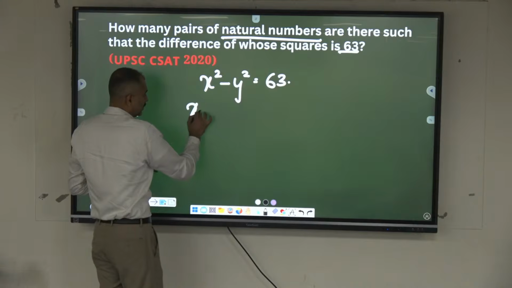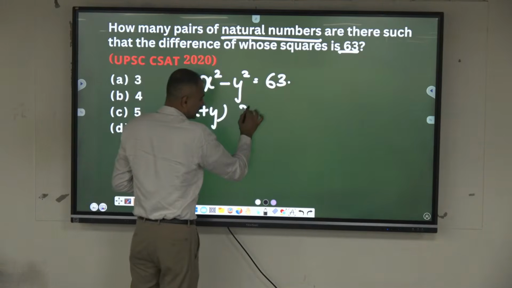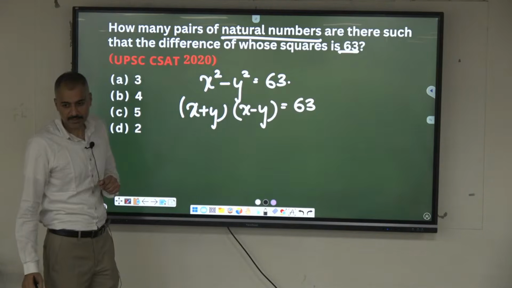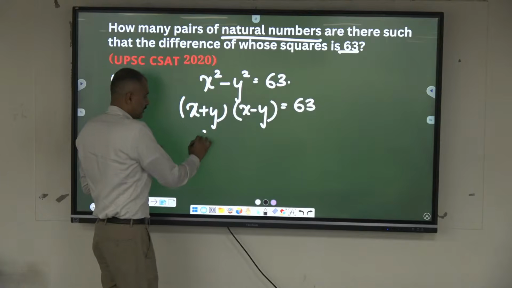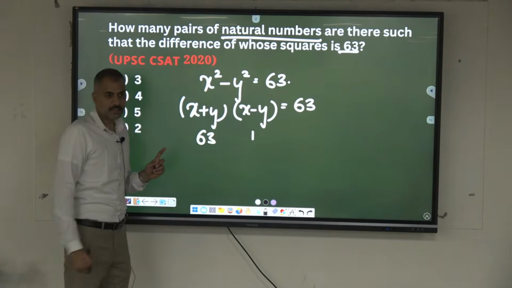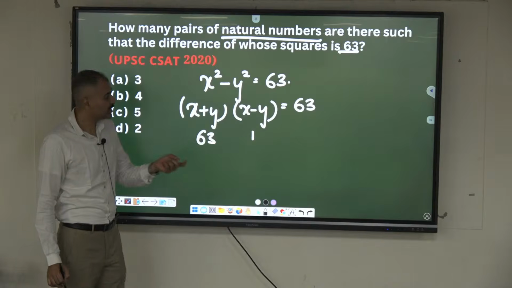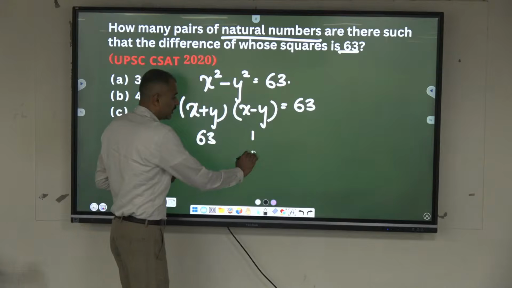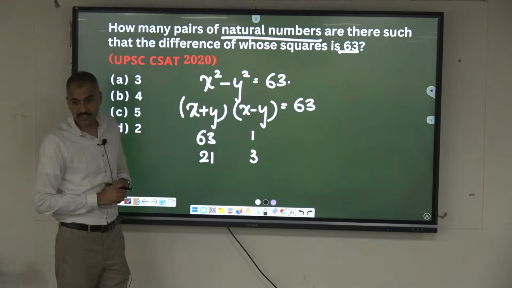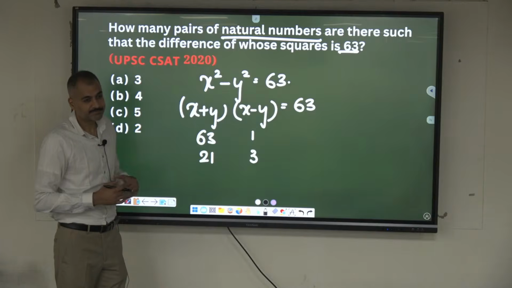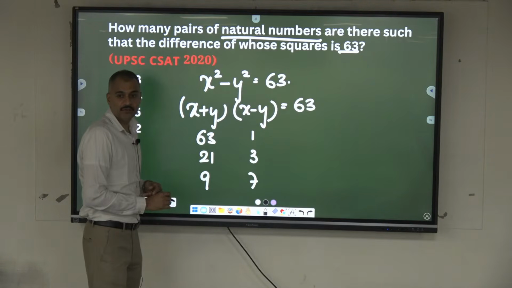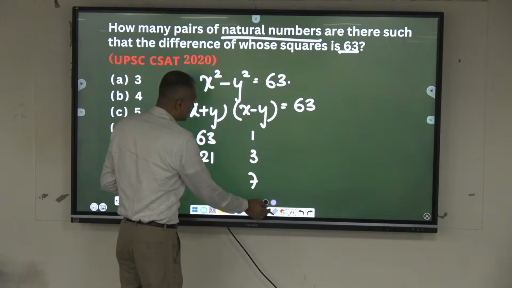Now x square minus y square can be written as (x plus y) into (x minus y), which is equal to 63. It's nothing but the factors of 63. You have done this kind of question in class. Remember, 63 and 1 is possible. Factor 2 is not possible. Is 3 possible? Yes, 3 into 21. 9 and 7 are also possible. Anything else? No.